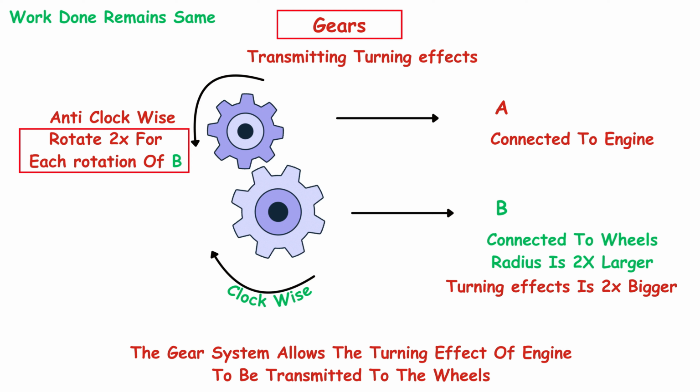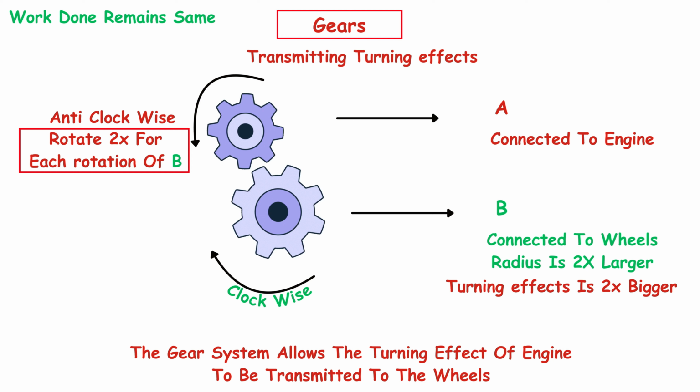There are two crucial observations to make about this gear system. First, the two gears rotate in opposite directions. So, if gear A is rotating in an anti-clockwise direction, gear B will rotate in a clockwise direction. Second, the gears differ in size. In this simplified example, the radius of gear B is exactly twice the radius of gear A. This difference in size has a significant effect on the turning force. Specifically, the turning effect or moment of gear B will be twice that of gear A. This means that as the turning force is transmitted from the engine to the wheels, it is effectively doubled.